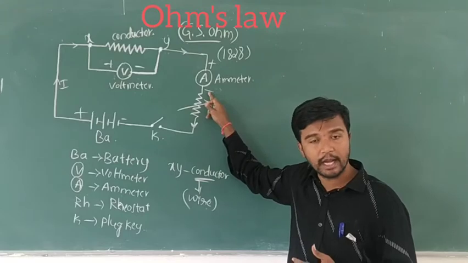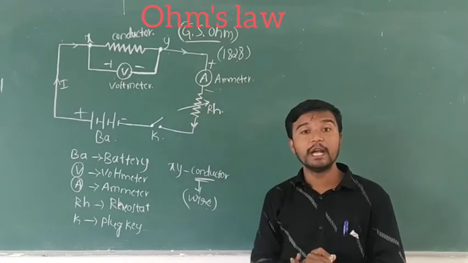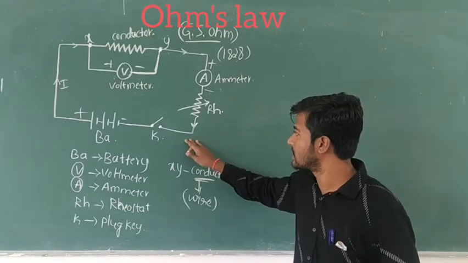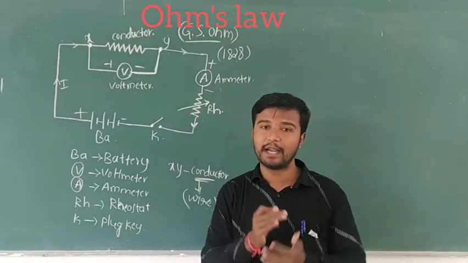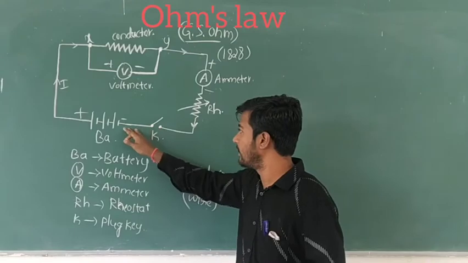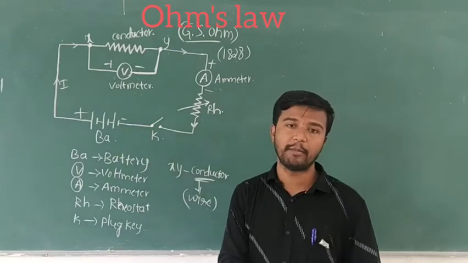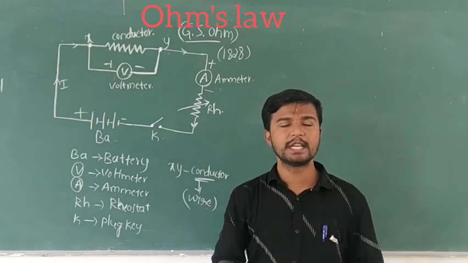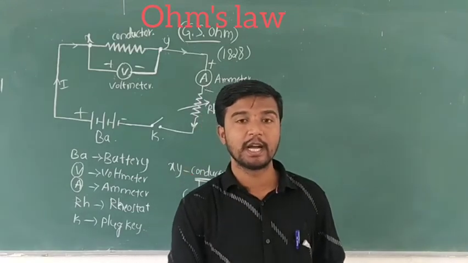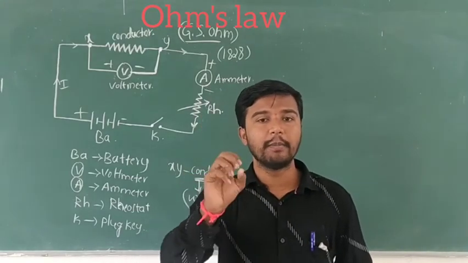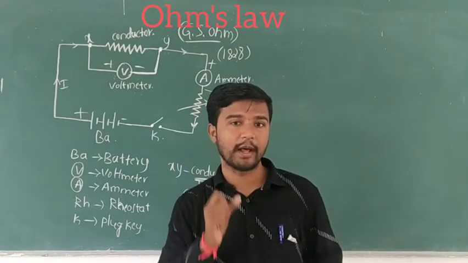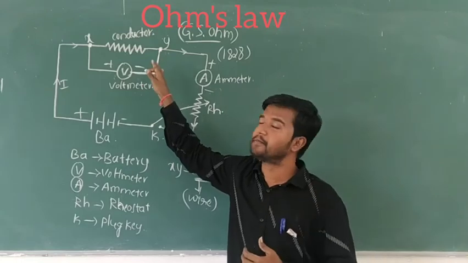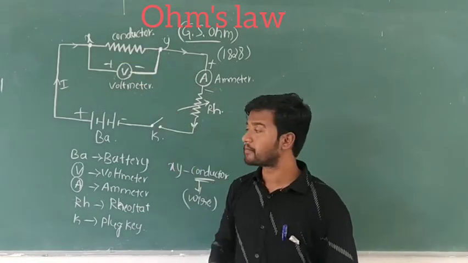The negative end of the ammeter is connected to the upper end of the rheostat, and the lower end of the rheostat is connected to the plug key. Another plug key is connected to the negative end of the battery. This is the complete connection for Ohm's law. He used the battery, rheostat, voltmeter, ammeter, plug key, and a conductor wire. This is the nichrome wire, the conductor.